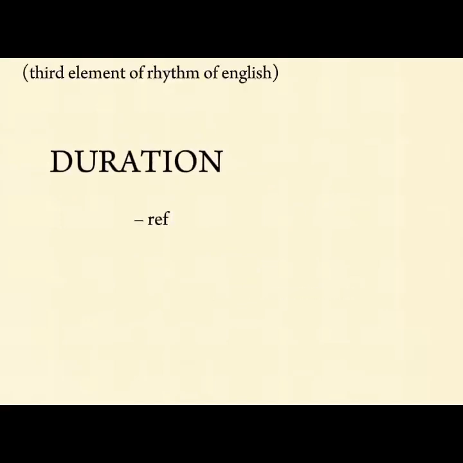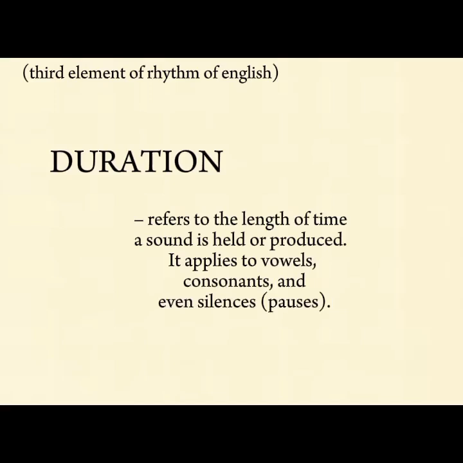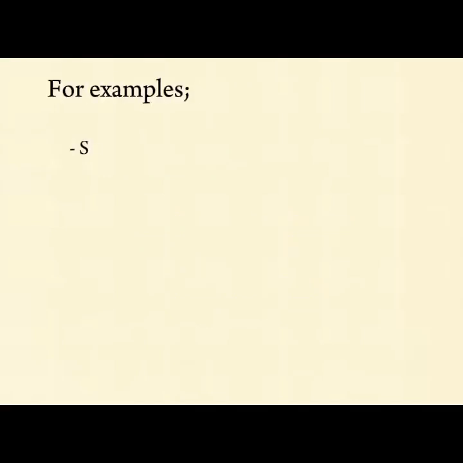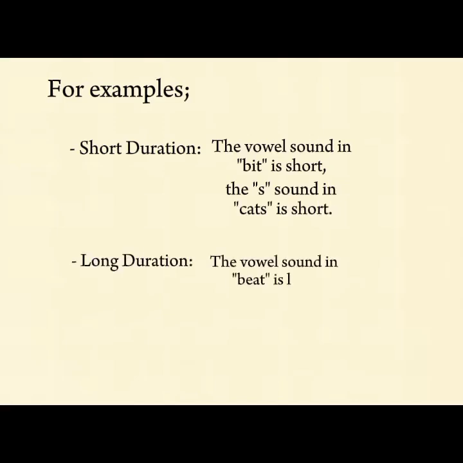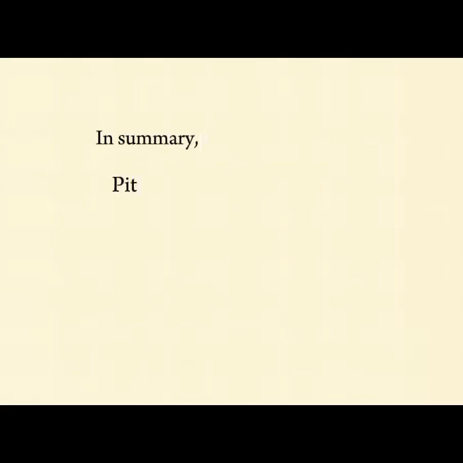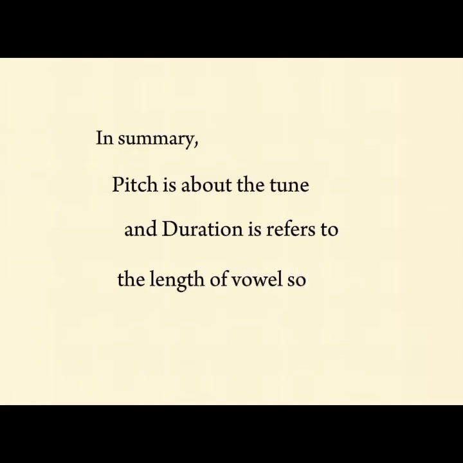Duration. Duration refers to the length of time a sound is held or produced. It applies to vowels, consonants, and even silences or pauses. For examples, short duration. The vowel sound in bit is short. The S sound in cats is short. Long duration. The vowel sound in beat is long. The S sound in castles is long. In summary, pitch is about the tone and duration refers to the length of the vowel sound.